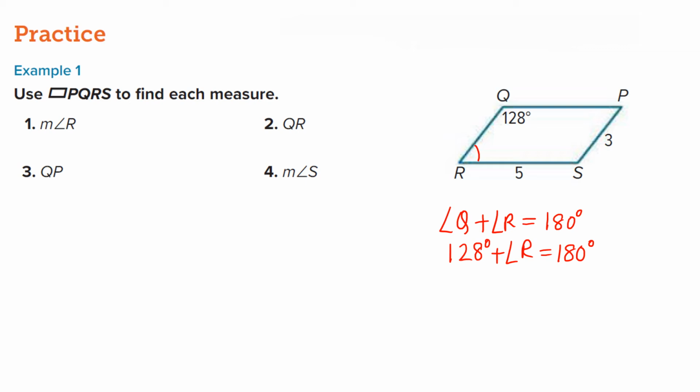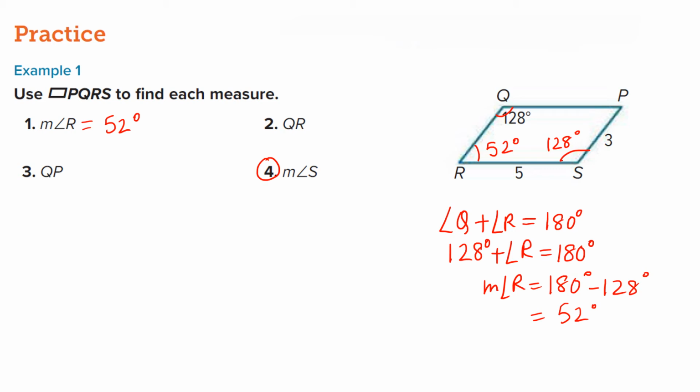So we know that the measure of the angle R that we need to find will be 180 degrees minus 128 degrees. So this is going to come out as 52 degrees. So the measure of angle R is 52 degrees. Now the measure of angle S is also asked in the fourth part. So opposite angles of a parallelogram are equal. So this is going to be also 128 degrees. This is 52 degrees, and if you ask, angle P will be the opposite angle or it will be supplementary. So this is also going to be 52 degrees.